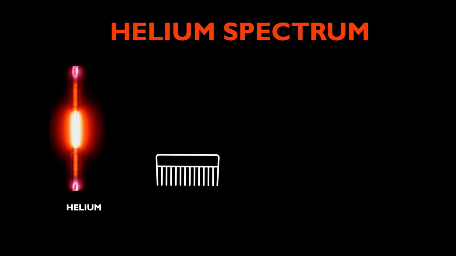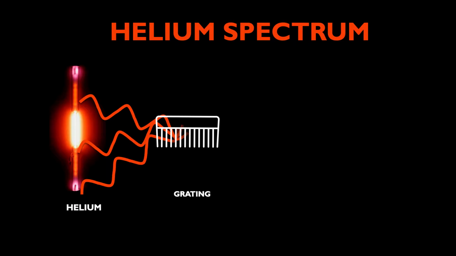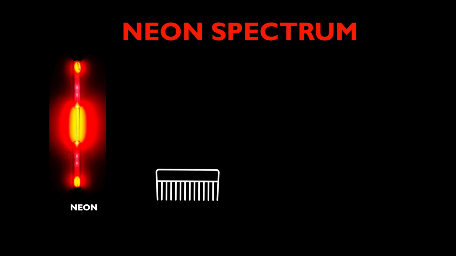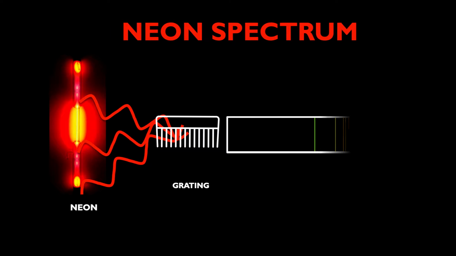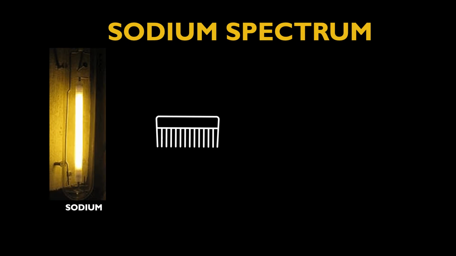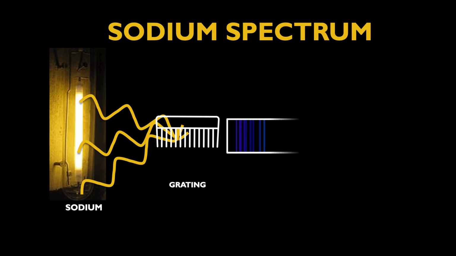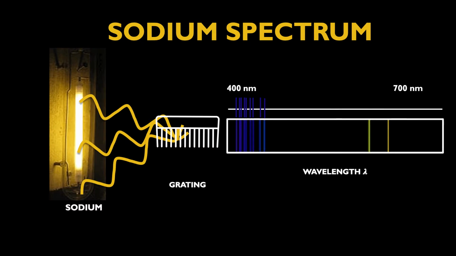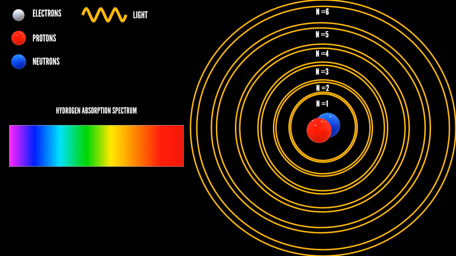What would it look like for helium? What about neon? What about sodium? We see how each emission line spectrum differs, all because of the unique energy levels of the bound electrons. The same idea is behind absorption lines in light spectra.